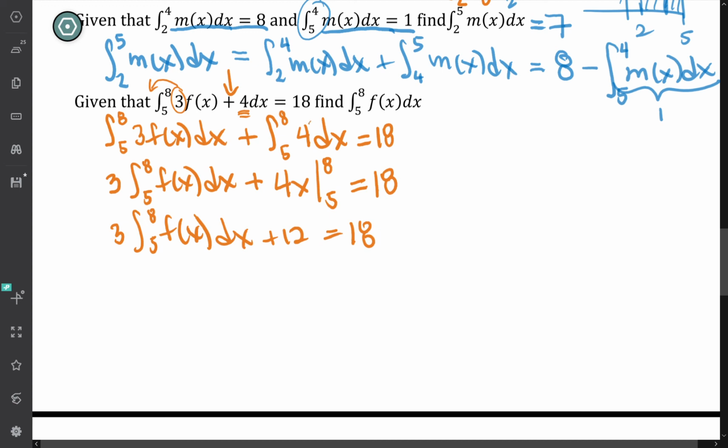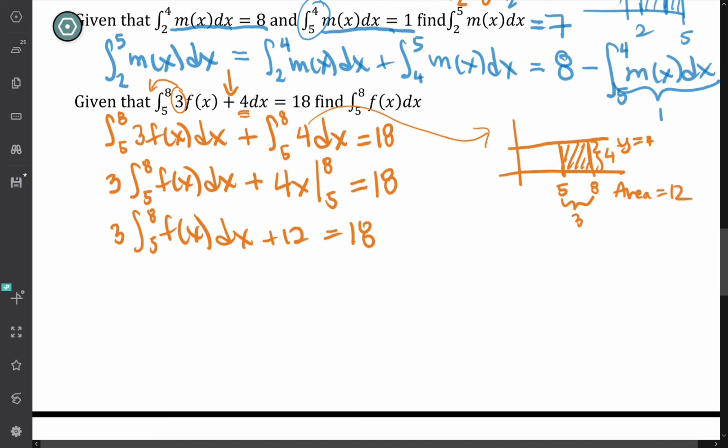On the graphical way to do this, if you don't like crunching through the algebra, we're integrating the constant function y equals 4. This is asking us to find the area trapped under that curve from 5 to 8. So we get a rectangle that is 3 units wide and 4 units high, which means the area is going to equal 12. So there's more than one way to do this. I don't care which way you choose.